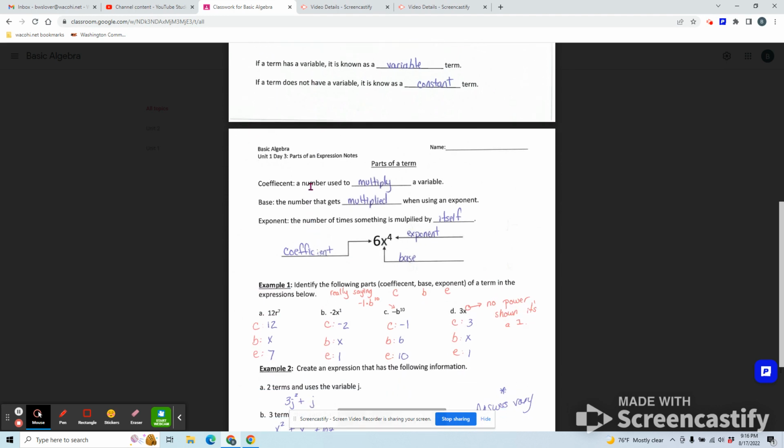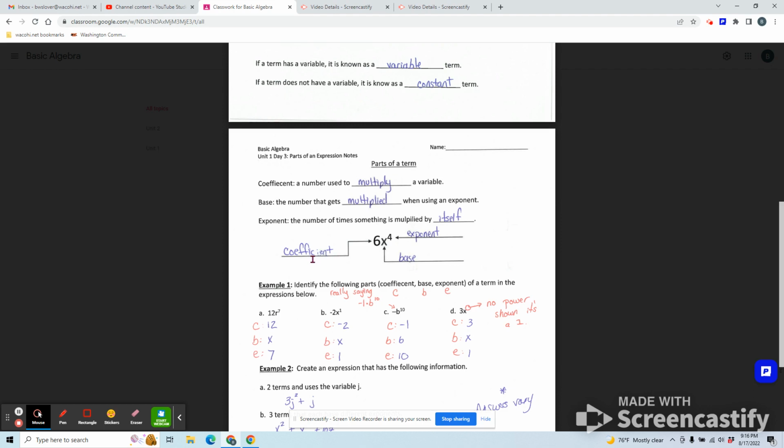And so if we look at just a term, there's different parts of it. First part is a coefficient, and that's a number used to multiply the variable. Then you have the base, which is the number that gets multiplied when using an exponent. And finally, the last part of a term is the exponent, and that's the number of times something is multiplied by itself. So let's look at this example, 6x to the fourth. So this is saying 6 times x raised to the fourth power.